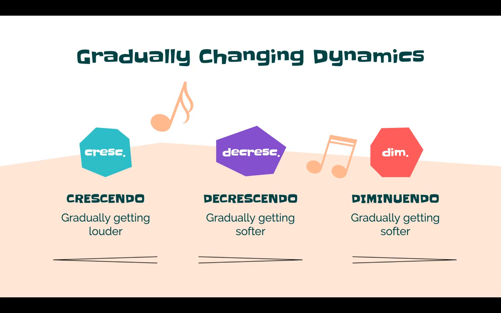And then in the other direction, we have decrescendo and diminuendo, which both mean gradually getting softer. Those are likely to be notated with either the abbreviation decresc. or dim., or with the symbol that's the opposite of the crescendo. And you can see that on your screen right below the definition.